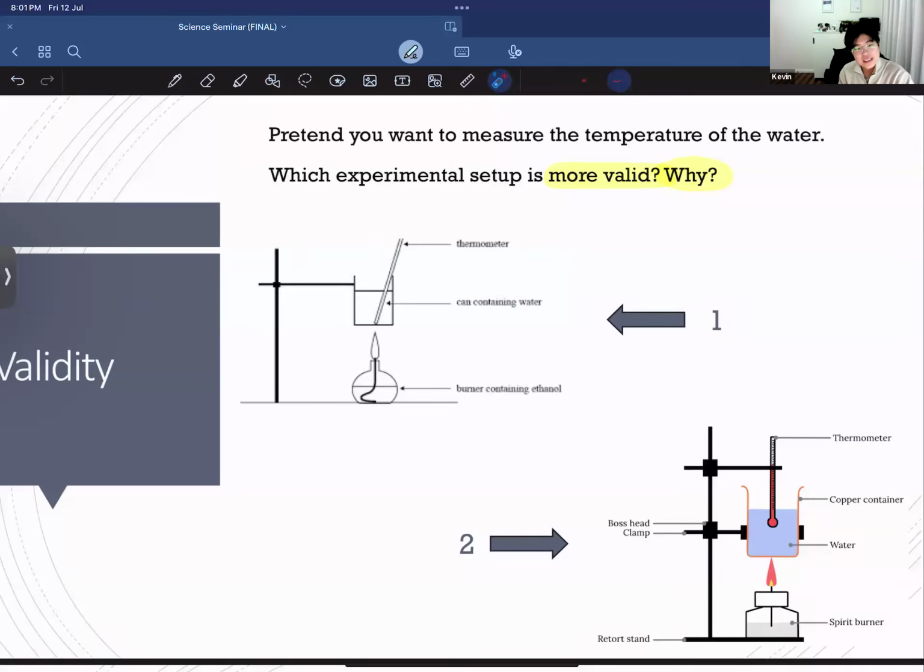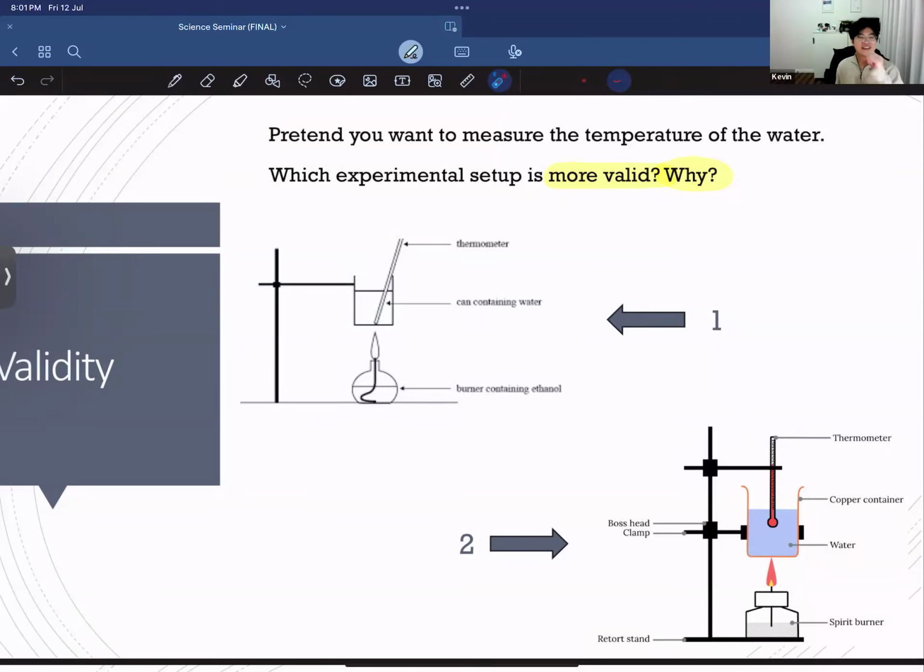Izzy. Something else that makes it more valid is it's labeled more. Oh, not quite. So it's not quite the labeling that makes it more valid. So in this case, okay, let me ask Ethan. Ethan? The number 2 is more valid because it is submerged in the water and it's not touching the container.